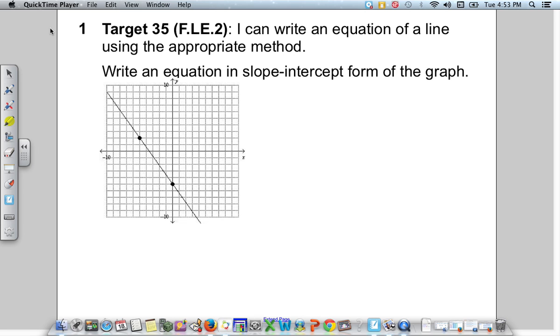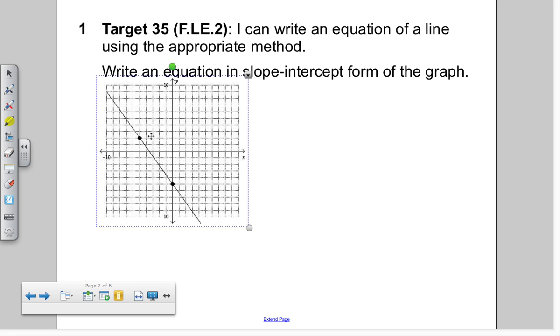All right, so here's how we do number 1. The first thing you're going to want to do is find out what these points' coordinates are. So this is the point -5, 2, and this is the point 0, -5.